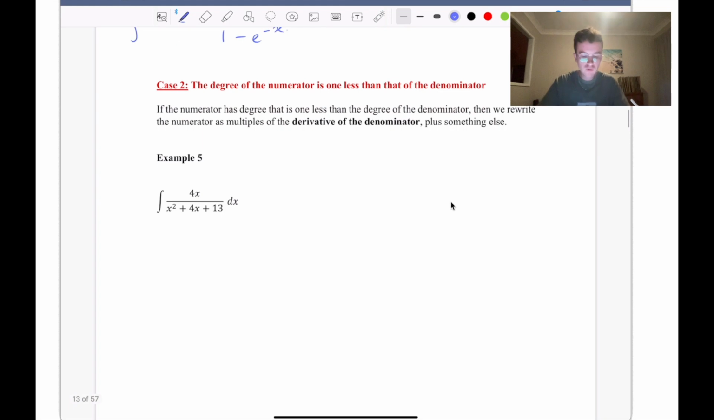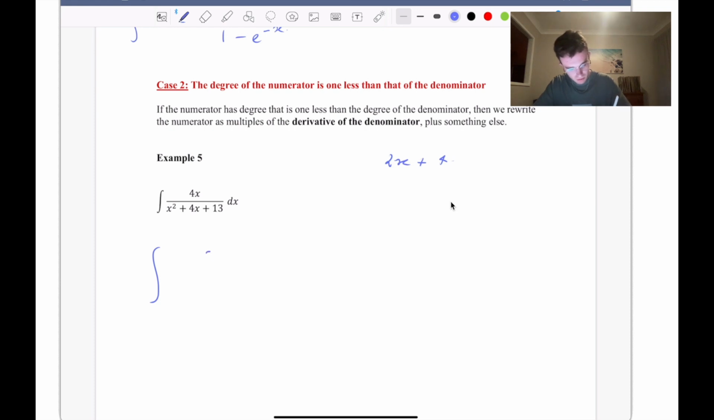Case number 2, if the degree of the numerator is 1 less than that of the denominator, then we just rewrite the numerator as multiples of the derivative of the denominator, and that will get us our ln form. So the derivative of the denominator is 2x plus 4. So ideally we want 2x plus 4 on the top, but we don't have that. On the top we've got 4x, which in terms of the x term is 2 more than we want.